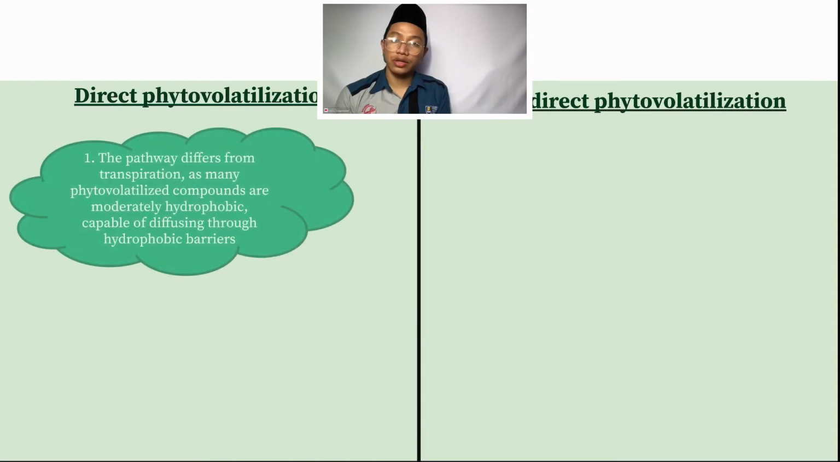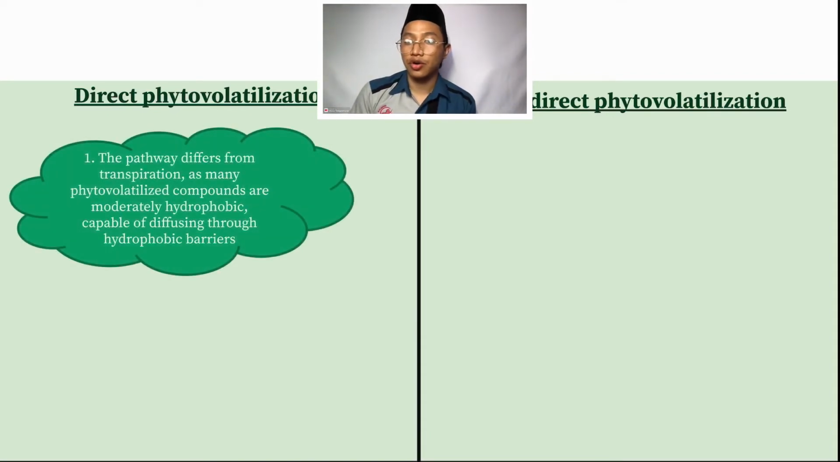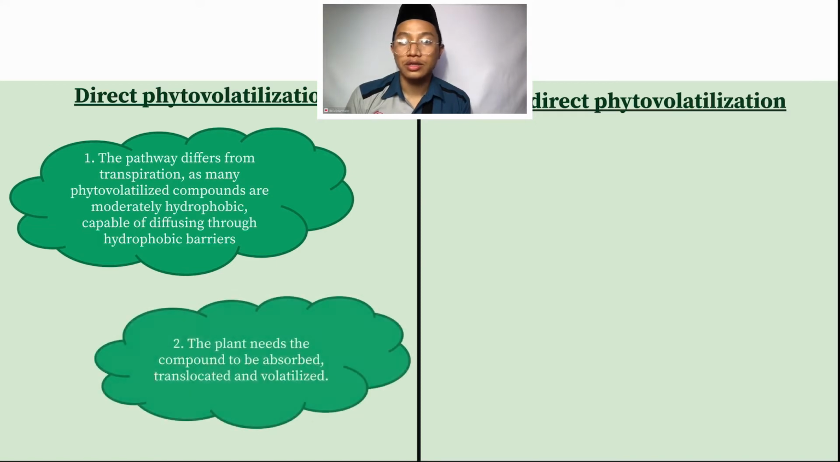Direct phytovolatilization often differs from transpiration, as many compounds that are phytovolatilized are moderately hydrophobic, such as cutin in the epidermis or the suberin in the woody dermal tissue. Direct phytovolatilization requires the plant to uptake, translocate and volatilize the compound. So, volatilization of compounds produced or transformed by the plants is not considered to be direct phytovolatilization.